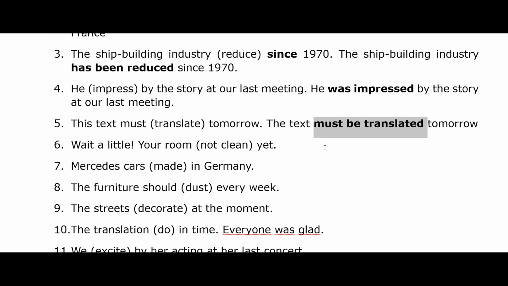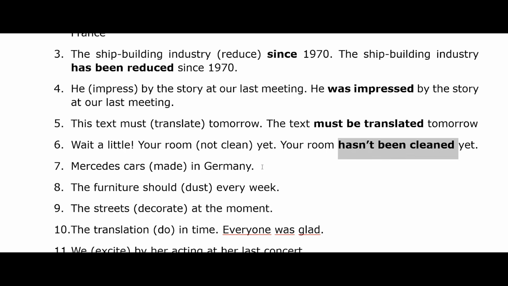Must be translated. Wait a little, your room yet. We need the present perfect. Wait a little, your room hasn't been cleaned yet. So here is hasn't been cleaned yet. Mercedes cars in Germany. We need the present simple. It's just a fact. Mercedes cars are made in Germany. Are made. So to be plus past participle.